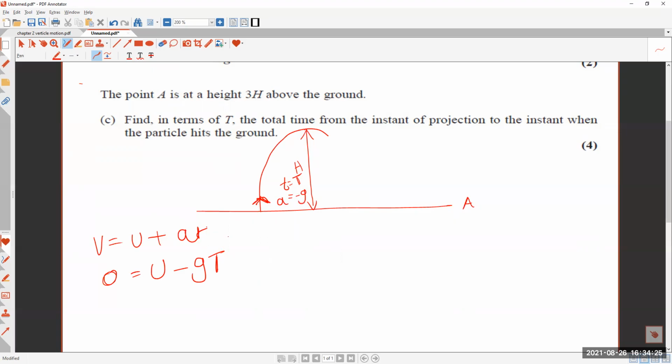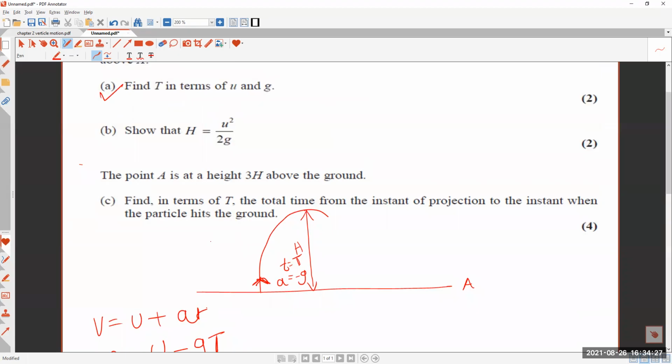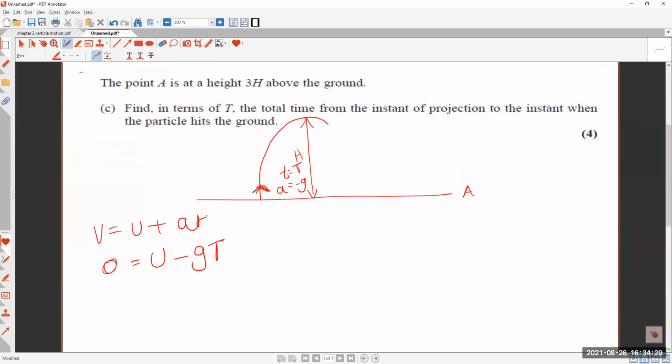Okay, now they said find t in terms of u and g. Find t in terms of u and g. Bring tg here. This I am doing for part a. tg is equal to u. So t is equal to u by g. Clear? Online? Mehak? Nafisa? Yes. Sneha? Mehak? Does everyone understand? Yeah. Explain once more. You got it?